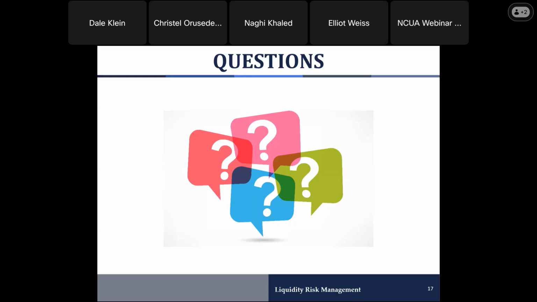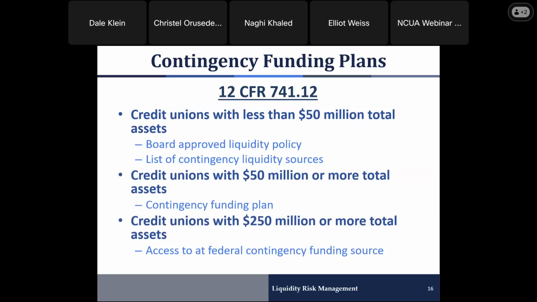Okay, first question that we have is for Dale. Dale, as a credit union with over 250 million in assets, do I have to follow all parts of section 741.12 of the NCUA regulations and have a written liquidity policy, a contingency funding plan, and access to a contingent federal liquidity source?